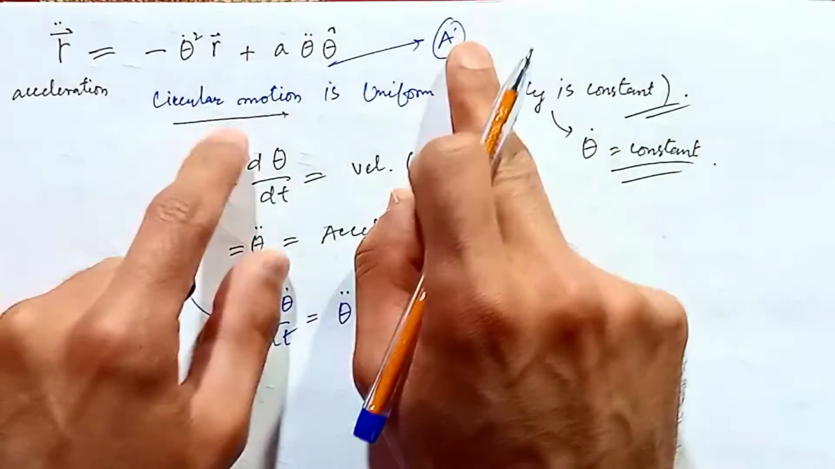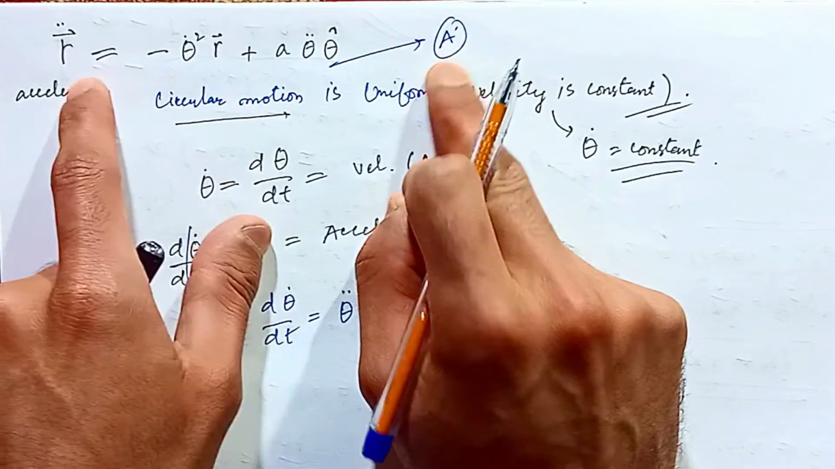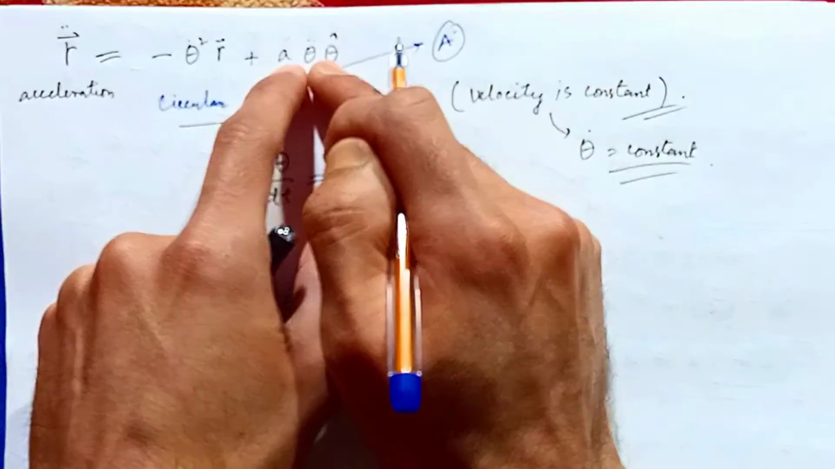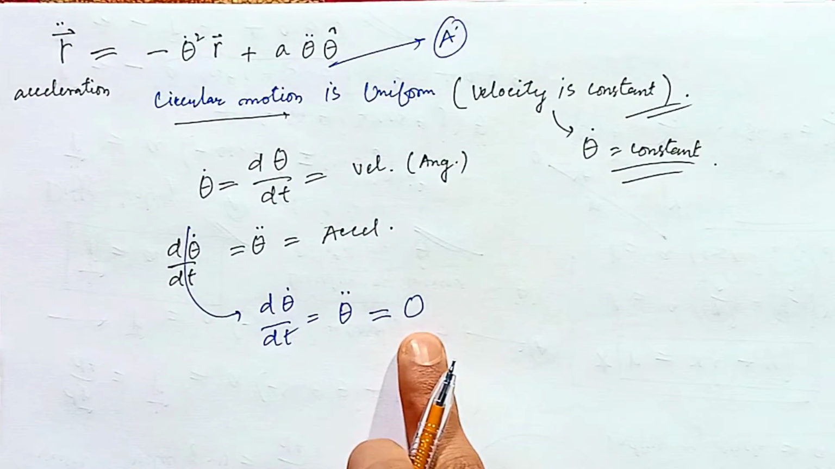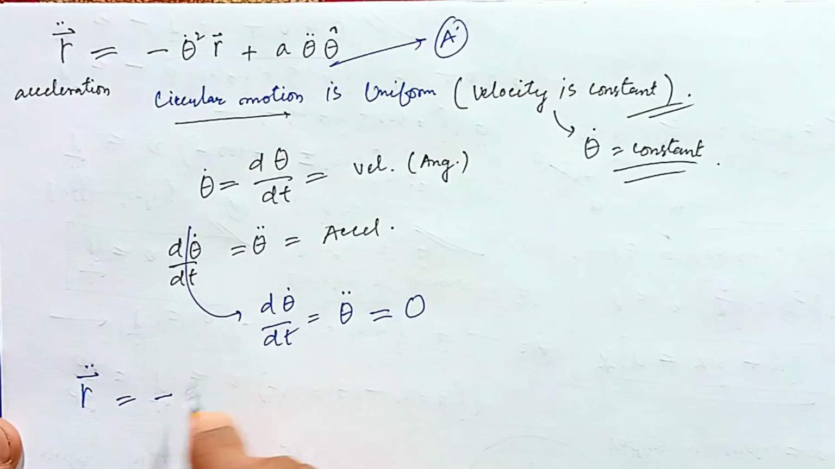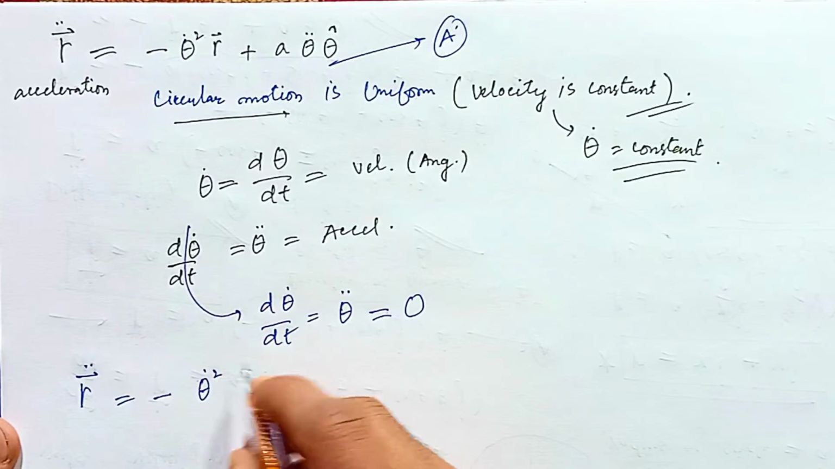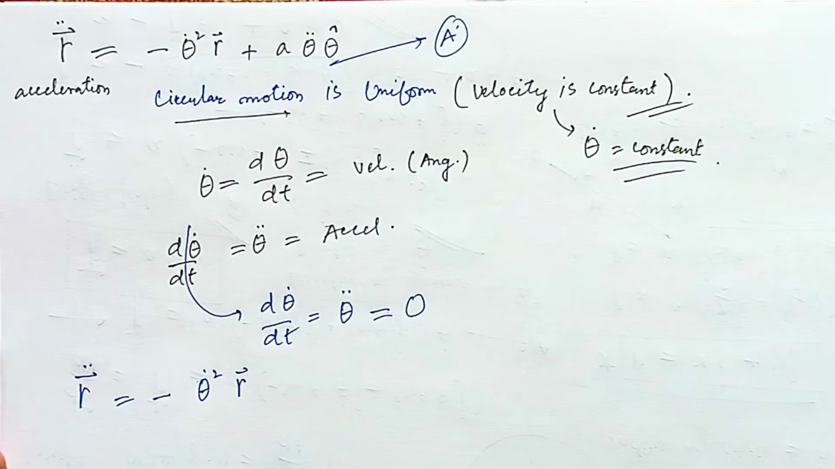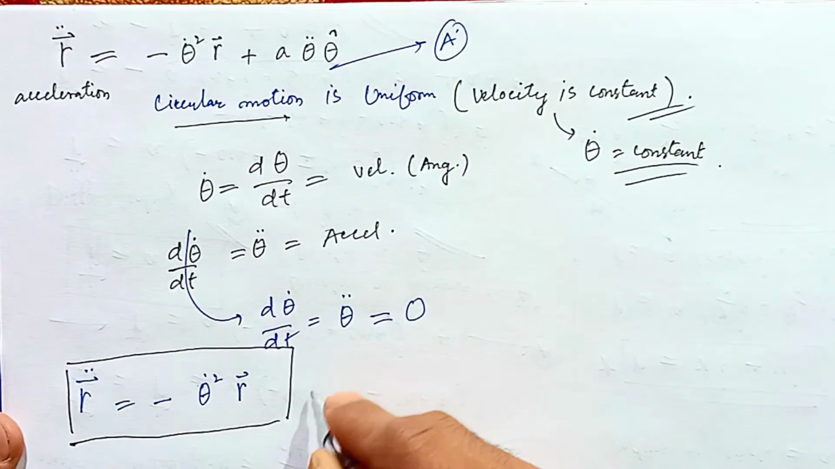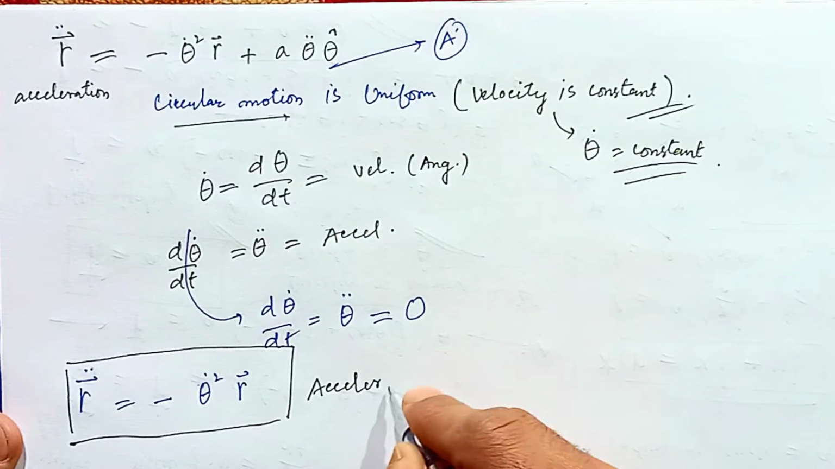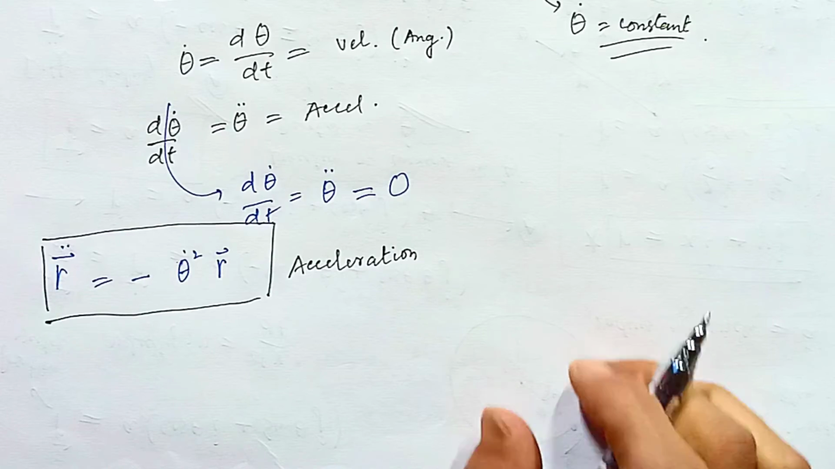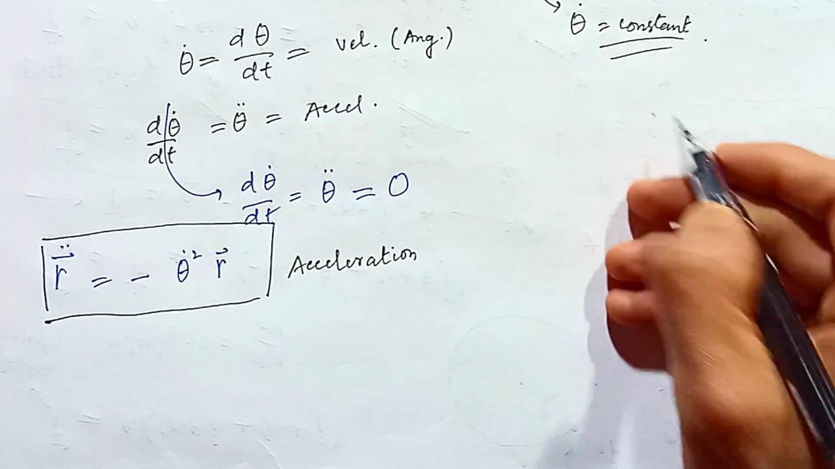So from the first equation, this term will vanish because theta double dot is 0. So from this equation, r double dot will be equal to minus theta dot square r vector. This will be the acceleration. Even though the magnitude of the velocity is constant, still there is an acceleration.